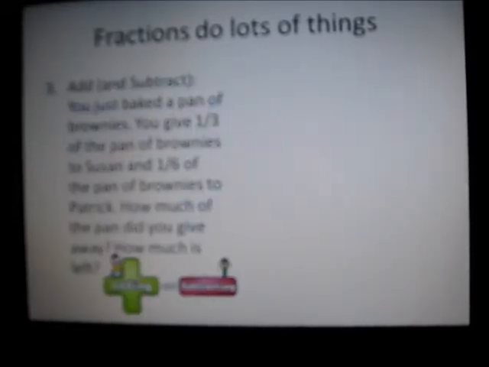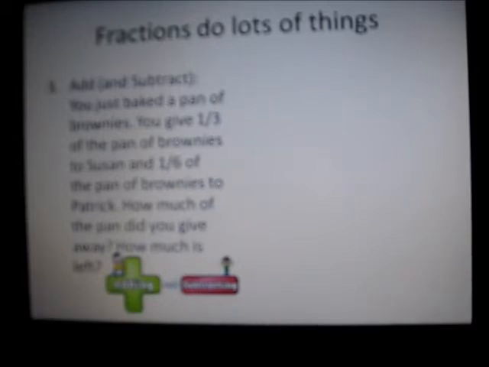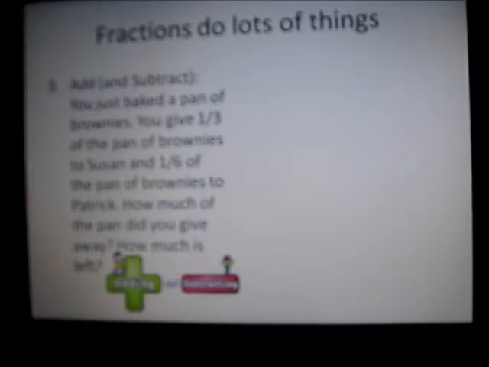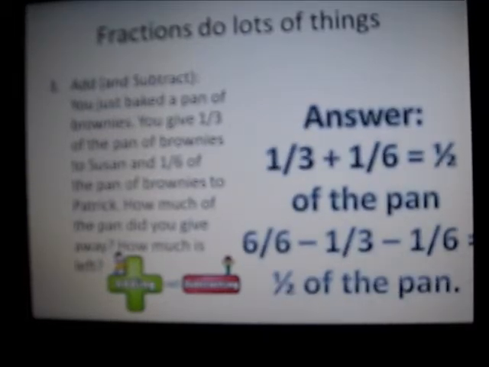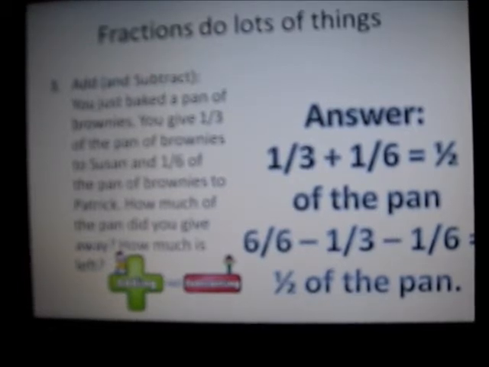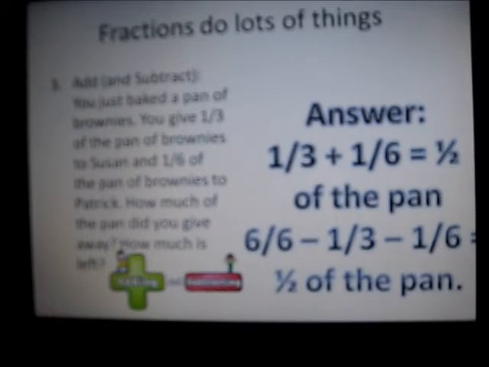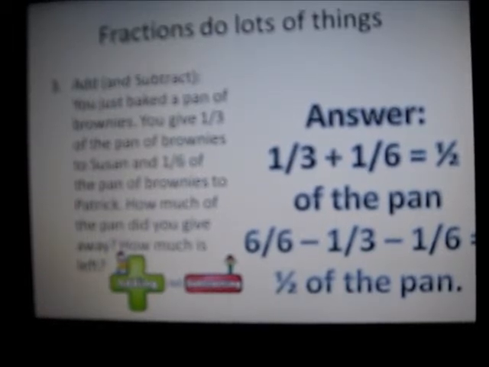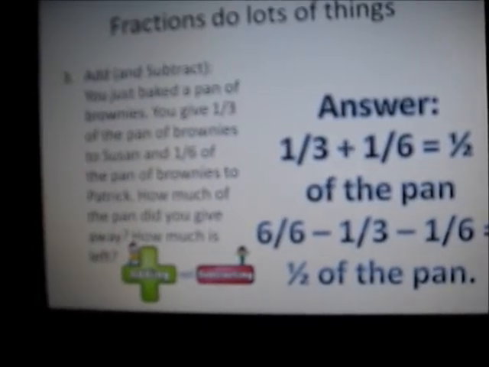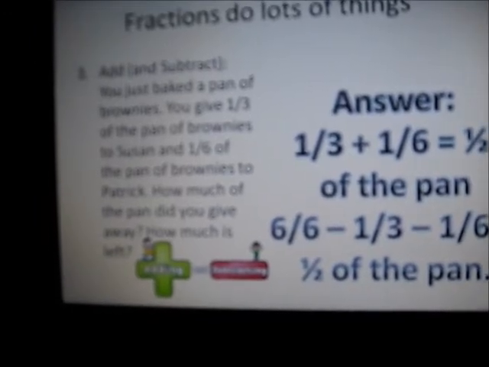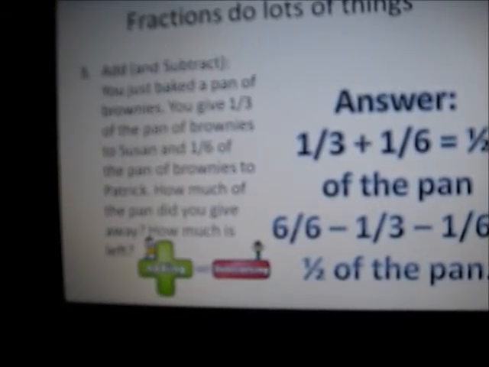Number 3. Add and subtract. You just baked a pan of brownies. You give 1/3 of the pan of brownies to Susan and 1/6 of the pan of brownies to Patrick. How much of the pan did you give away? How much is left? Answer. 1/3 plus 1/6 equals 1/2 of the pan. Also, 6/6, which is 1 pan, minus 1/3 minus 1/6 equals 1/2 of the pan.